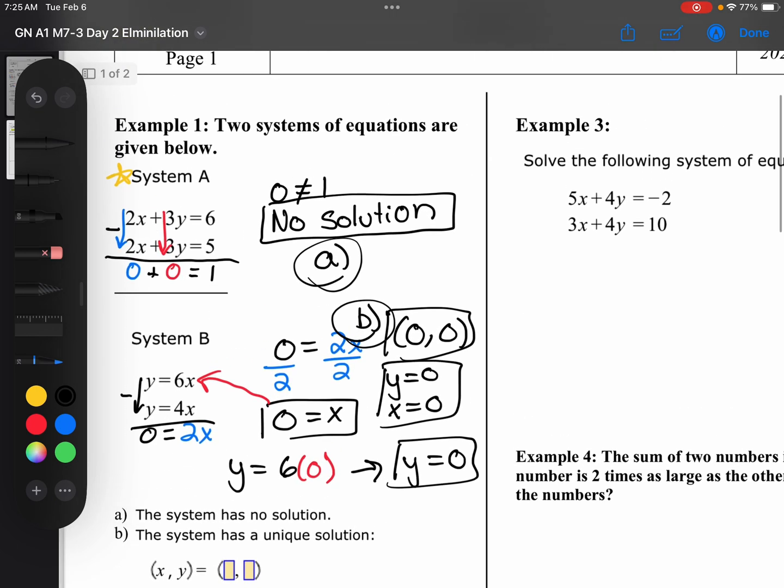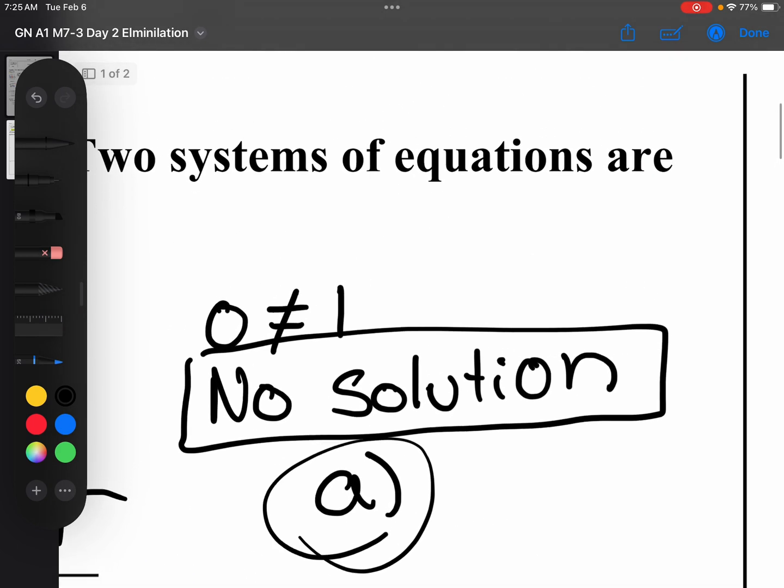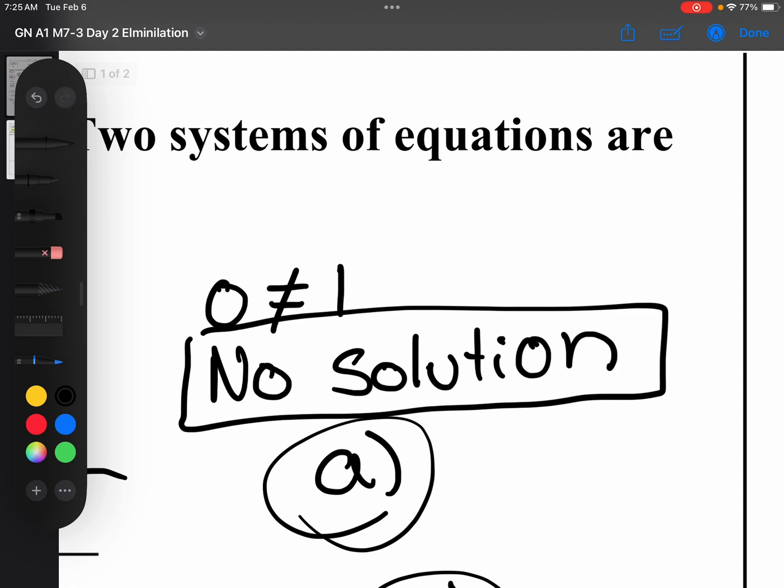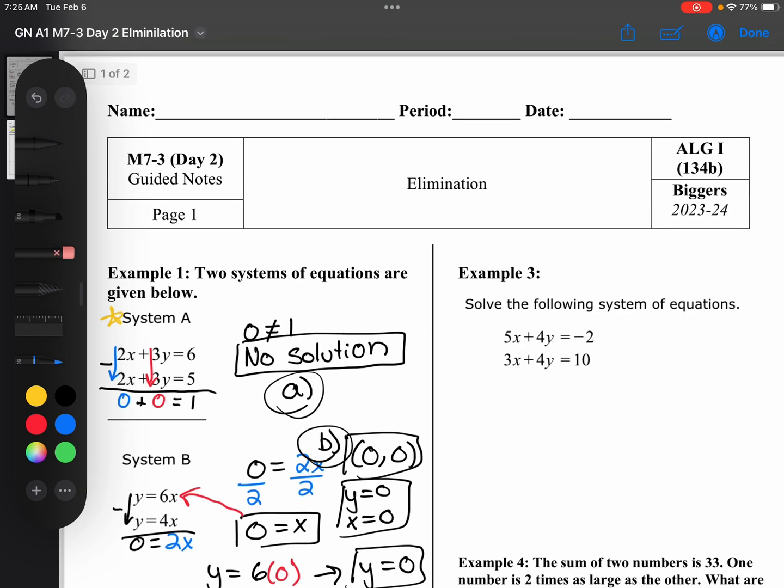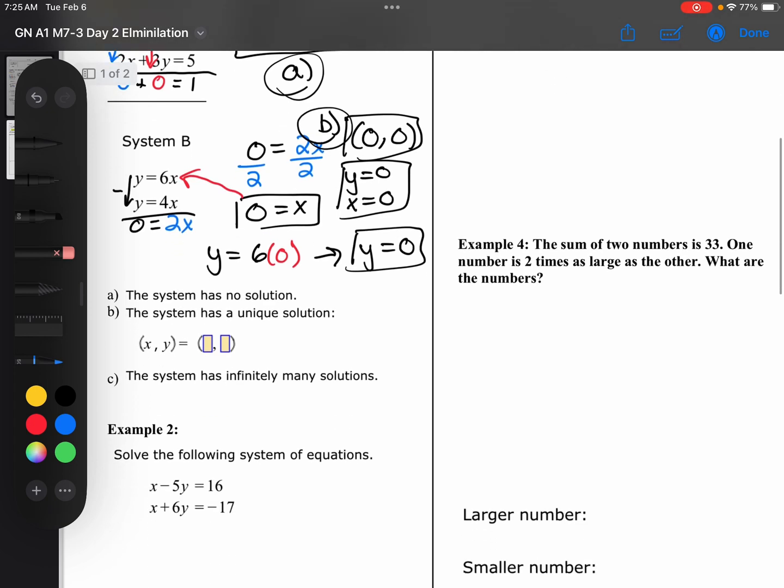Okay, so make sure you solve those with elimination. If you have a number that doesn't equal itself, it's no solution. If you had something like 1 equals 1, it's going to be infinitely many solutions. So just make sure you know how to do those examples.